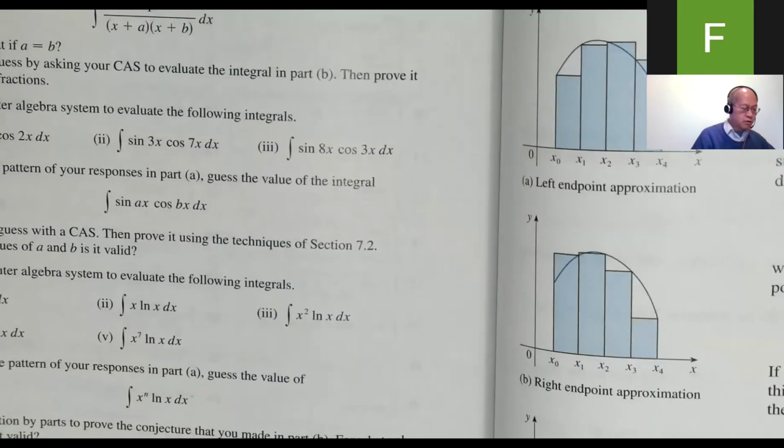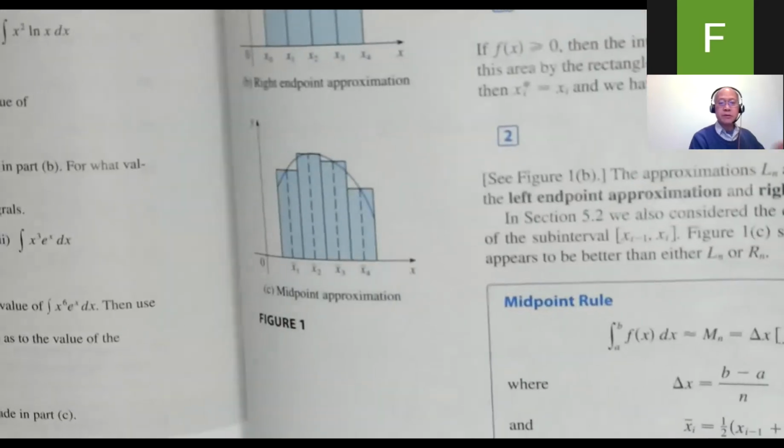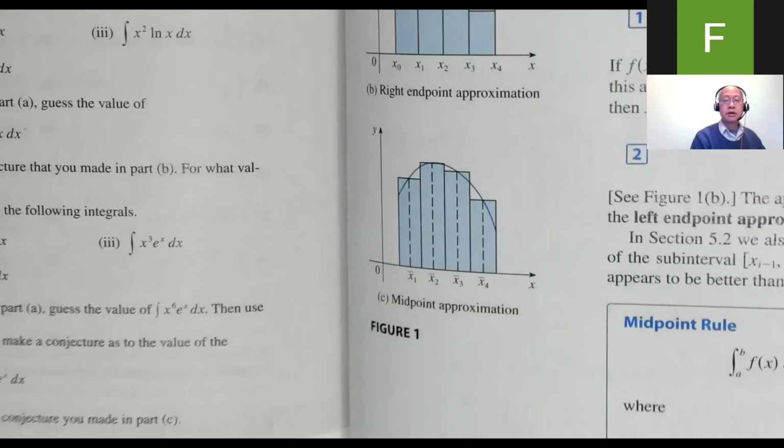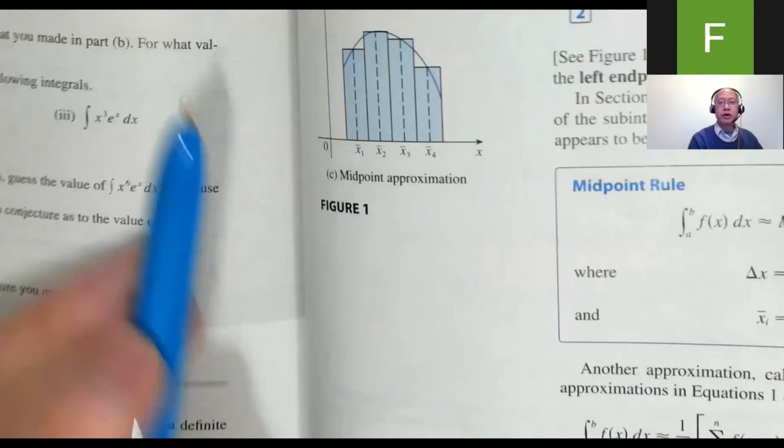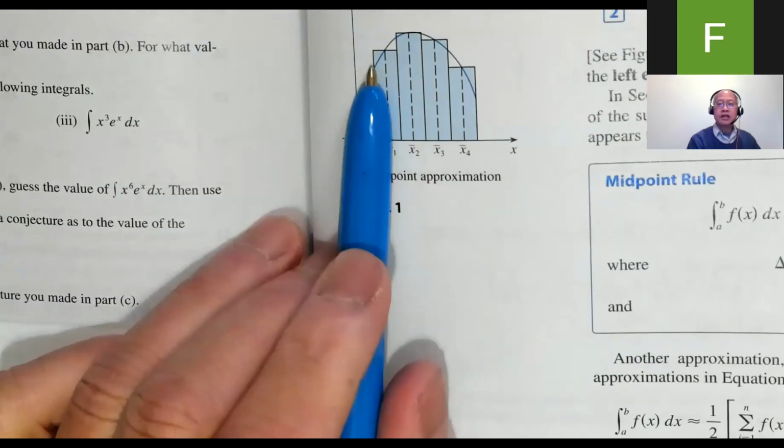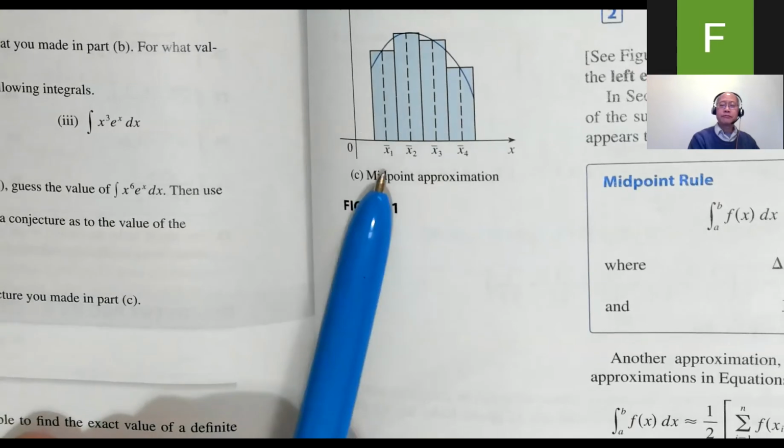So for the midpoint rule, figure 1, page 515. You saw this before. Approximate the area under the curve.